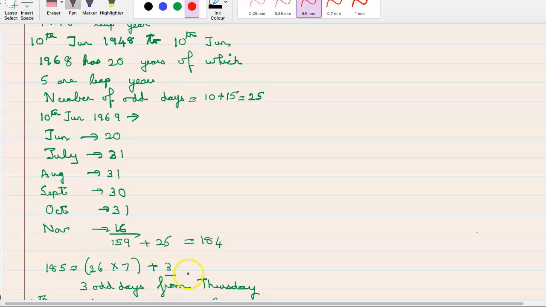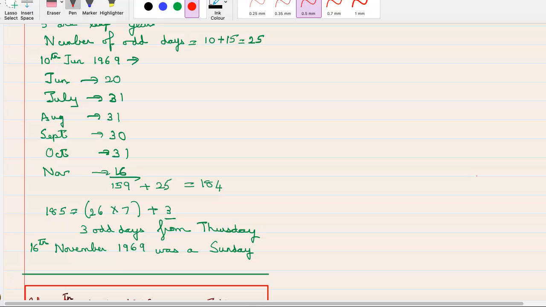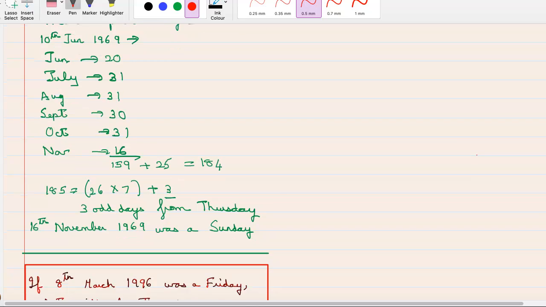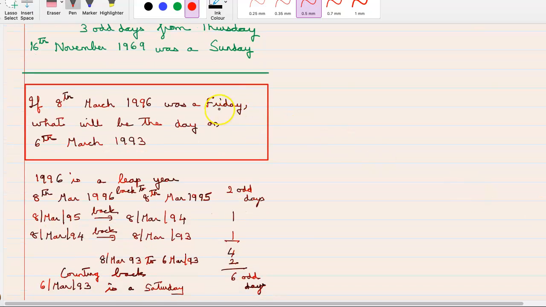So you have 3 odd days, and 3 odd days from Thursday. So counting, we get Friday, Saturday, Sunday. 16th November 1969 was a Sunday. Now, if 8th March 1996 was a Friday, what will be the day on 6th March 1993?